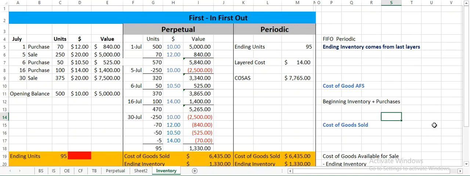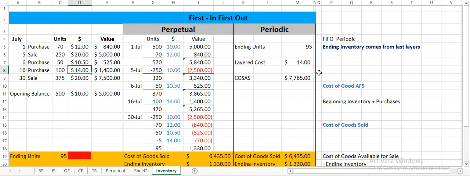Very simple. It's just understanding the concept that whatever is left as our ending units comes from what we weren't able to sell for that period. What we weren't able to sell for the month would have definitely fallen into this last purchase, because if we bought 100 on the 16th, but that was the last purchase we made, and we were only left with 95, then that means that it has to be 95 of this 100 at $14.